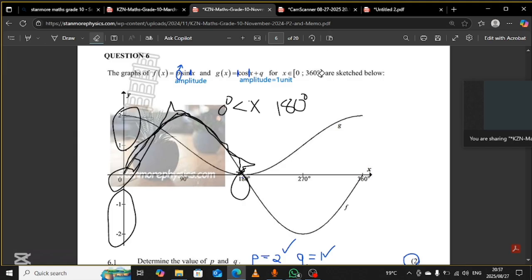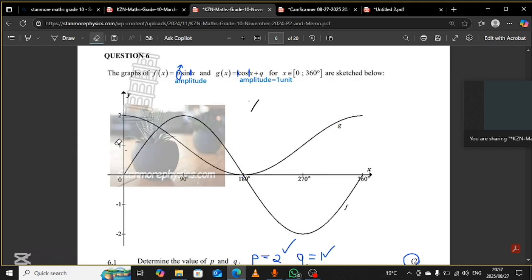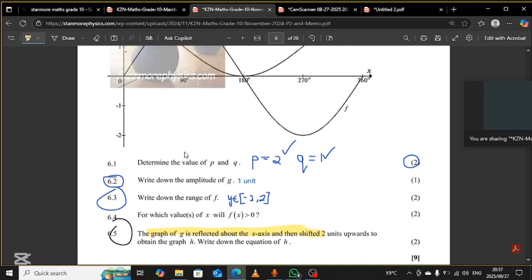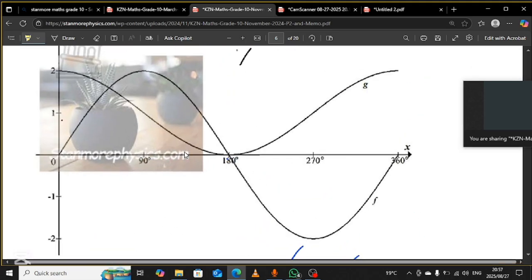So now let's look at G. Let me just erase this mess here. First part, it says what? Can you repeat it again? The graph is reflected about the x-axis. About the x-axis. Let's stop there. What do they mean when the graph is reflected about the x-axis?